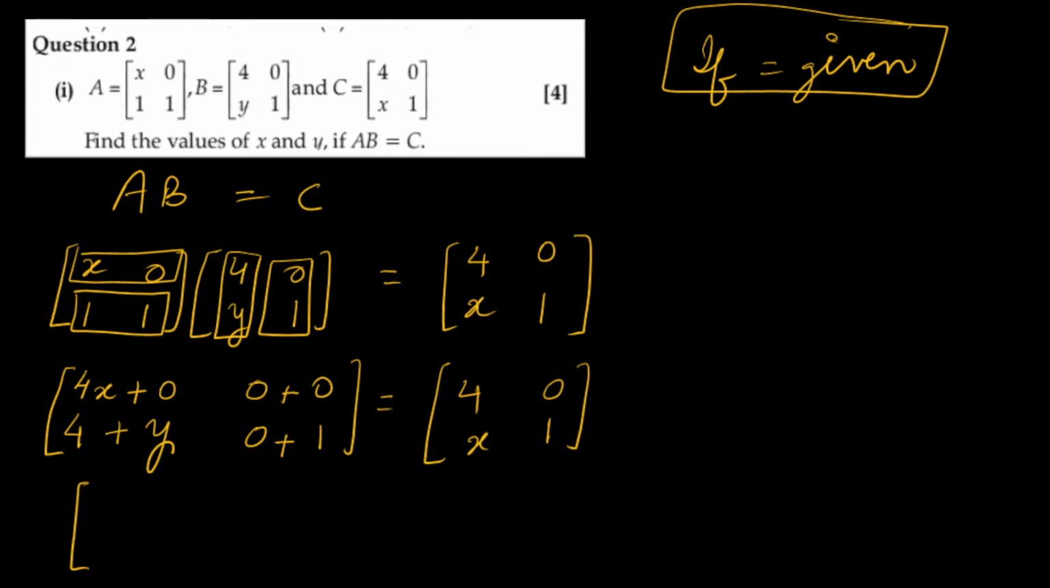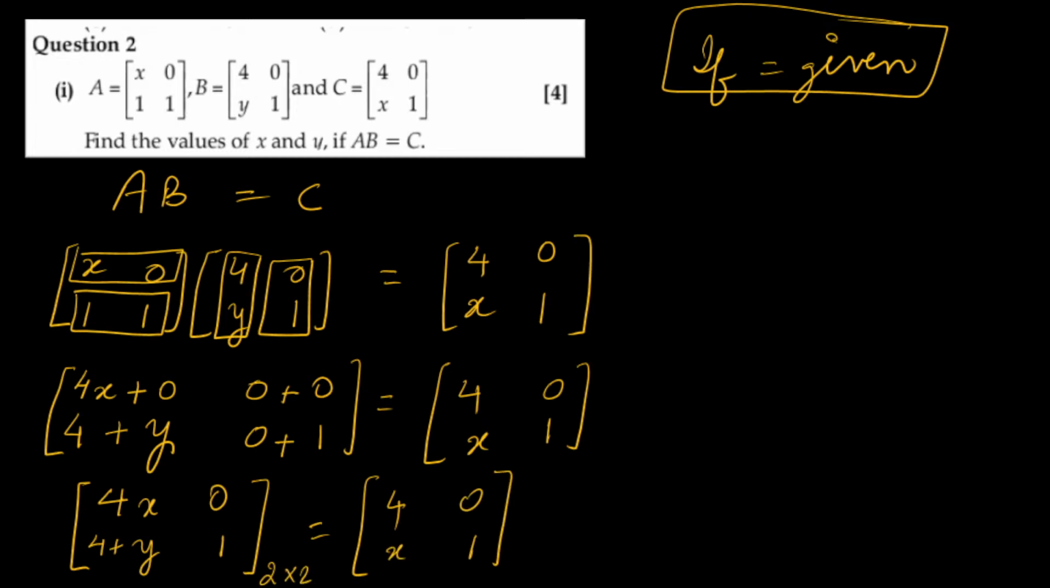Now we can simplify this one. 4x plus 0 is 4x. 0 plus 0 is 0. 4 plus y as it is. 0 plus 1 is 1. This is equal to 4x, 0, 1. You can see the order of both the matrices is 2 by 2.